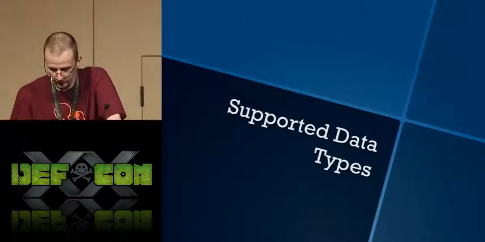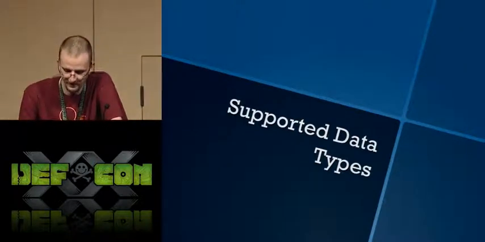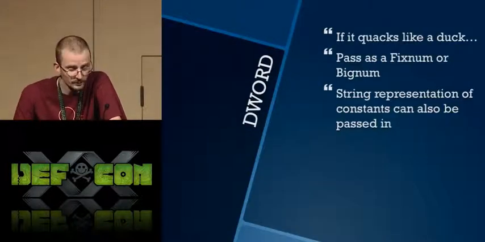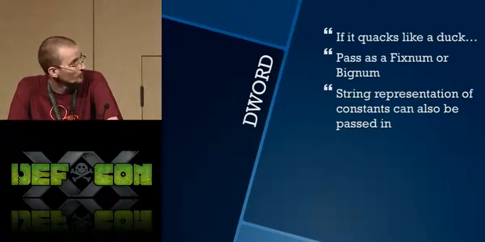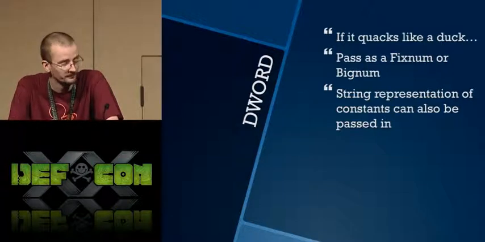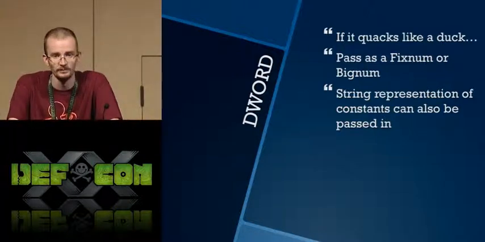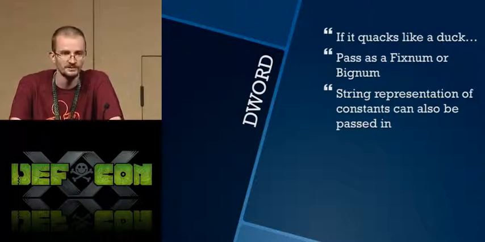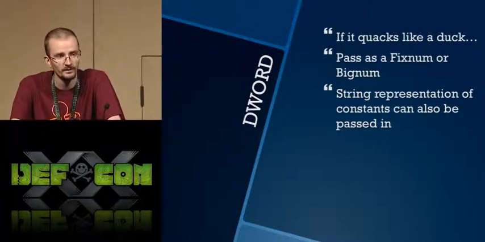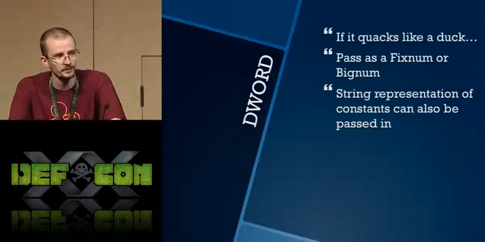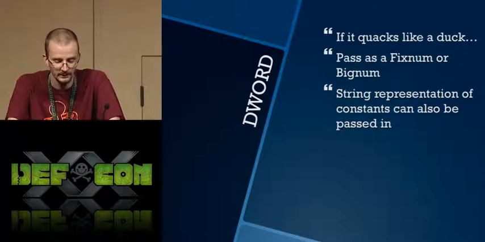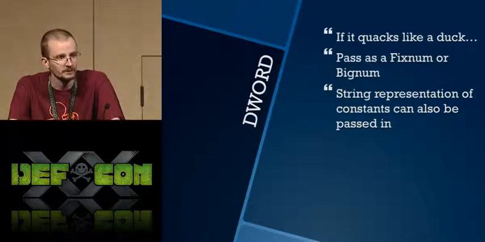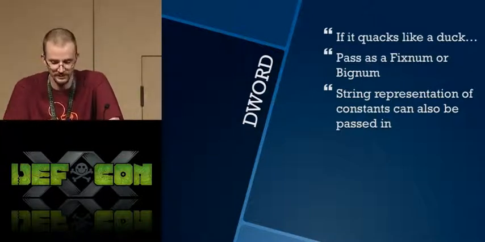So just talk real quick about what those various data types are that are defined in those parameters. The most basic and probably the most common one you're going to see is a DWORD. The general rule of thumb, of course, is if it quacks like a duck, so if it acts like a DWORD, treat it as a DWORD. This goes for pointers, handles, all the weird things where you're like, well, Ruby doesn't have any concept of that. Ruby doesn't understand the idea of a function pointer or a handle, but in reality, all it is is a number. So we just treat it like a number.